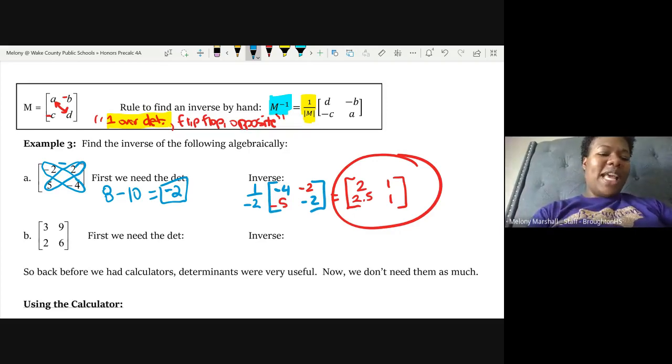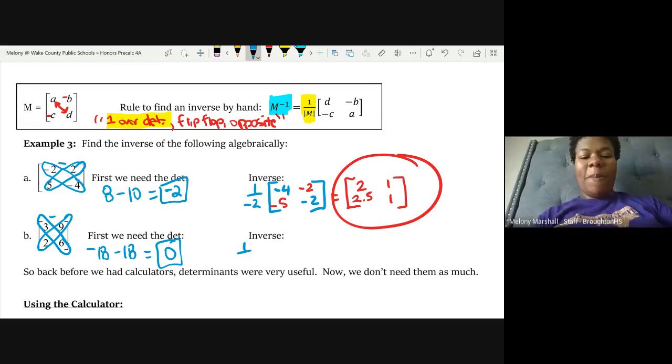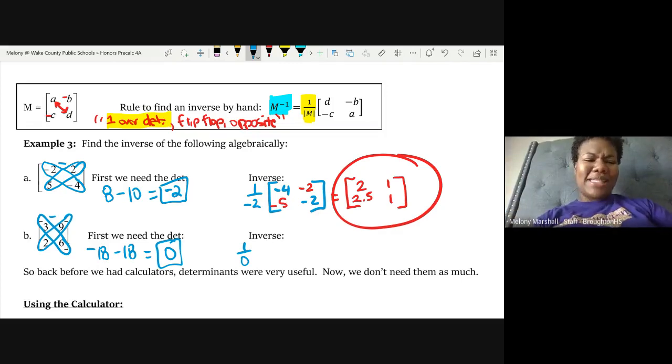Next one, the last one, and then we can do a calculator. Multiply, subtract, multiply. So that's -18 minus 18 equals 0. Wait, this is supposed to be positive. Why did I put a negative right there? That little negative spot right here messed me up. This is actually 18 minus 18, so it is indeed 0.